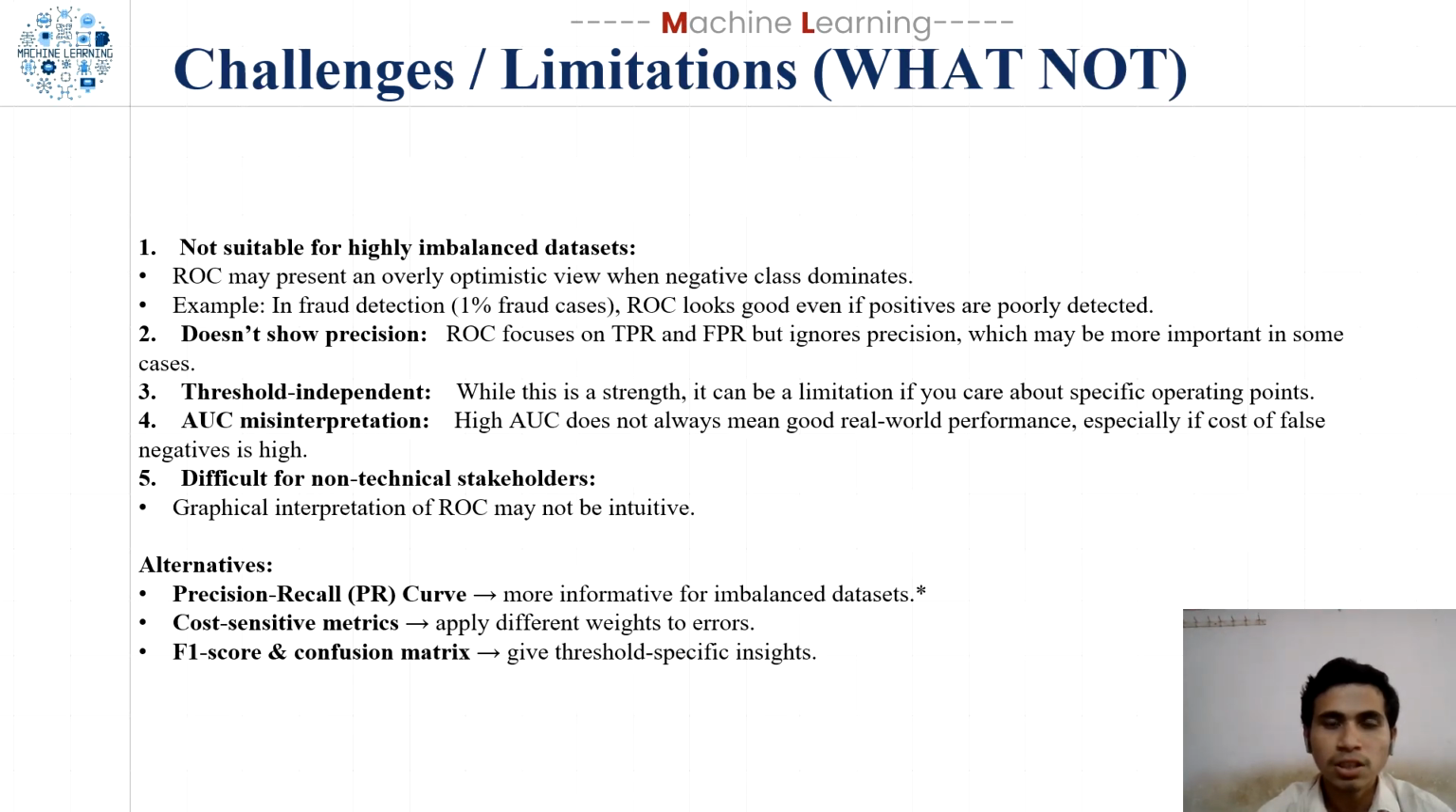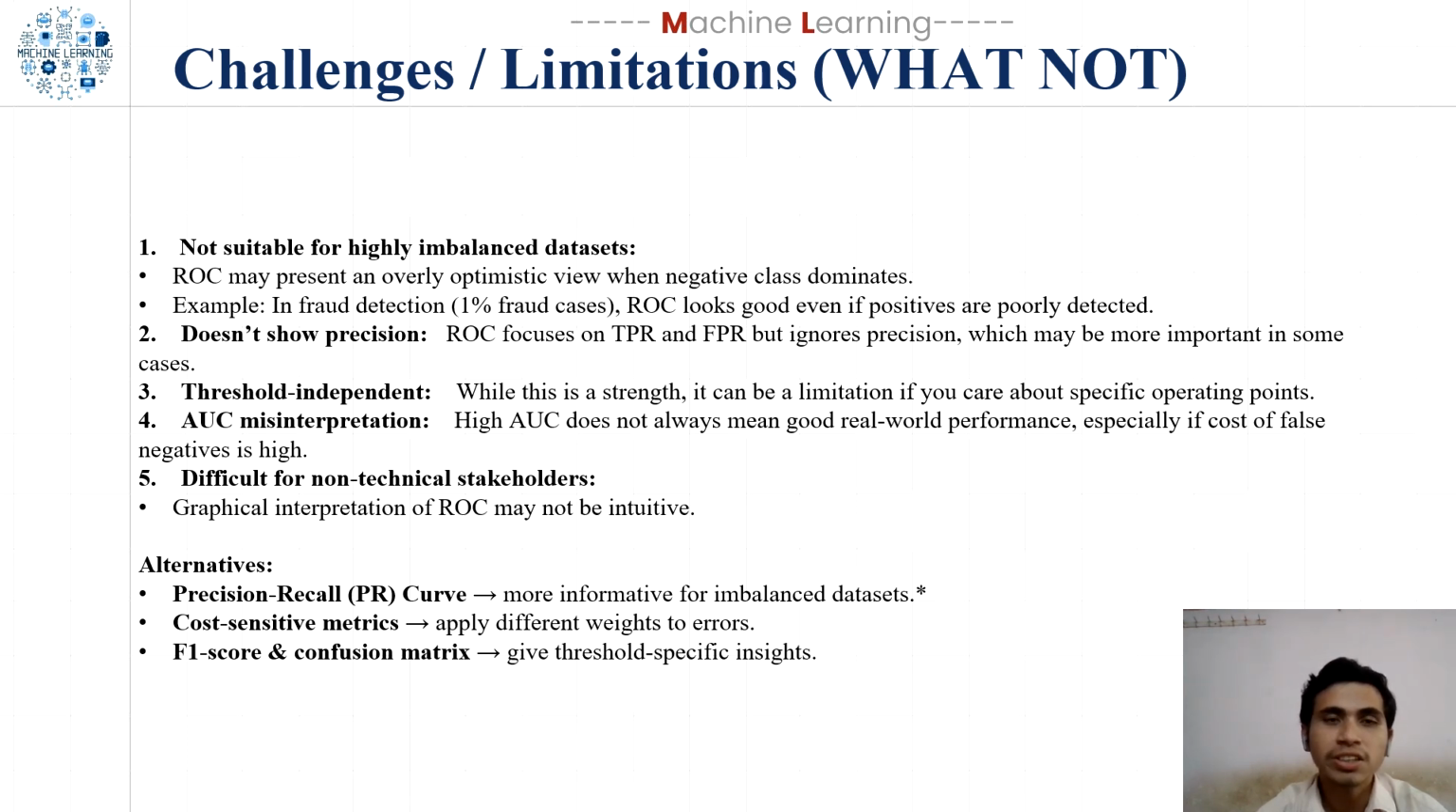So in this presentation, we have seen what the ROC and AUC are, and their working mechanism. Now let's see the challenges and limitations of ROC and AUC. Although powerful, ROC and AUC have some limitations. The first limitation is that it is not ideal for imbalanced datasets, as they may show good results even if the minority class is poorly detected.